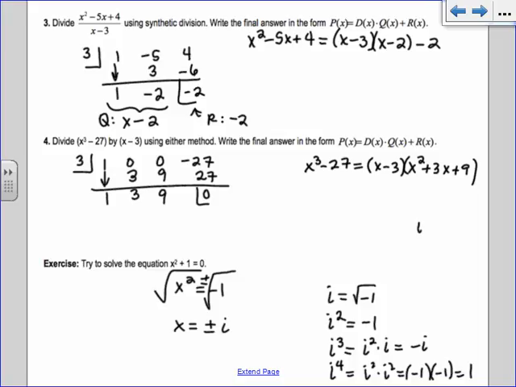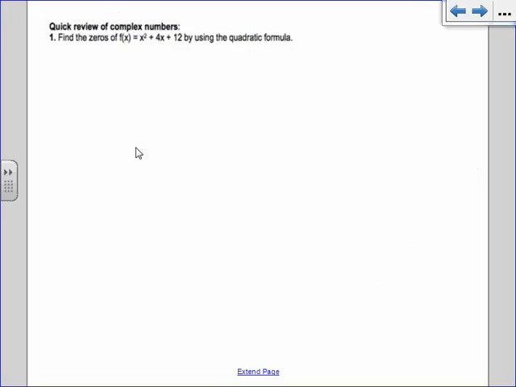The pattern continues, right? It continues that pattern. So it's always going to go i, negative 1, negative i, 1. So if you ask i to the 570. Exactly, which you know I will, right? Why did I even bring it?